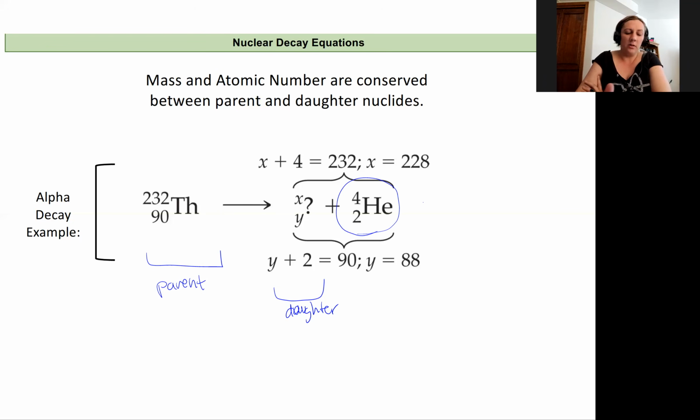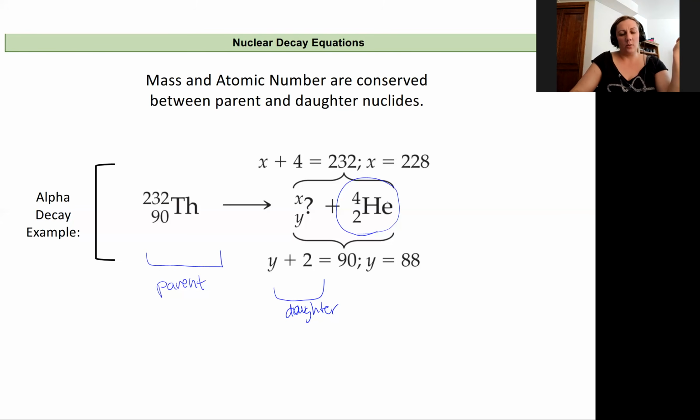But in general, we're going to say that the atomic and the mass numbers are conserved between the parent and the daughter nuclides, which means that the daughter nuclide and the emitted particle, if you take the sum of their mass numbers, they'll equal the mass number of the parent. And if you take the sum of the atomic numbers or the charges, it'll equal the atomic number of the parent nuclide. And you can see that here in this example with thorium-232.